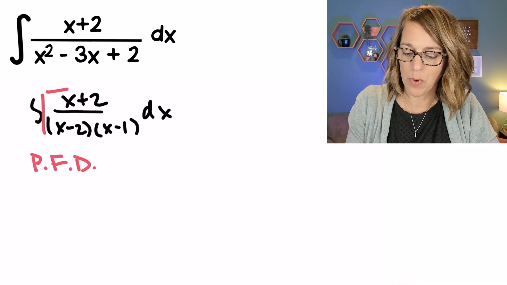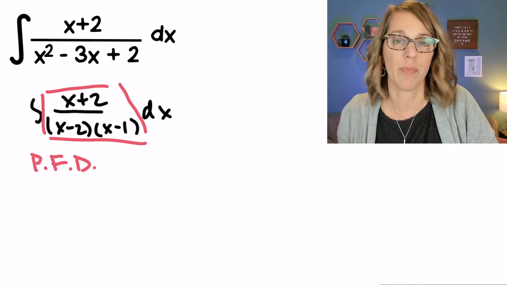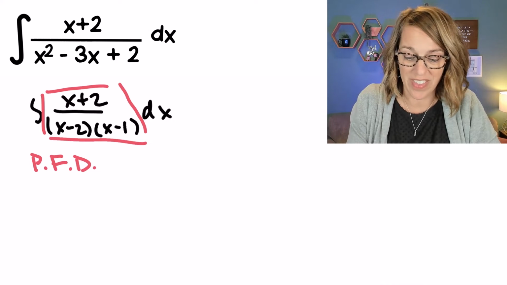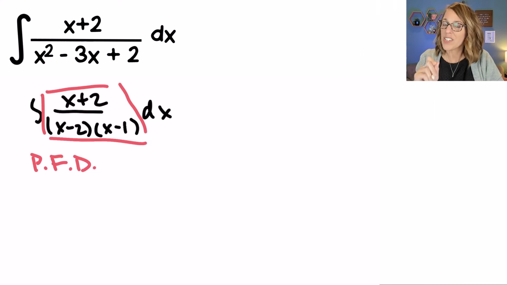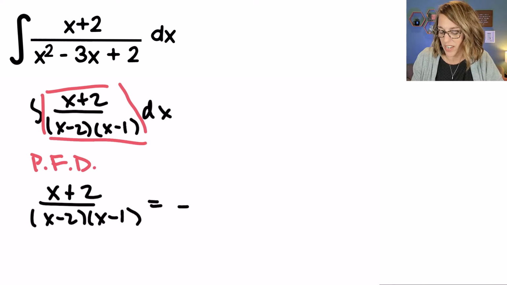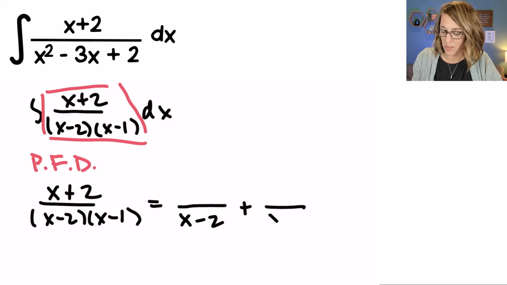I'm going to go ahead and just pull this rational expression out of our integral, and let's go ahead and work with that. Now, because I've got two factors in my denominator, I'm going to go ahead and rewrite this. Let me put this over here on the left, x minus 2, x minus 1. I'm going to write this as the sum of two rational expressions with each factor as a denominator.